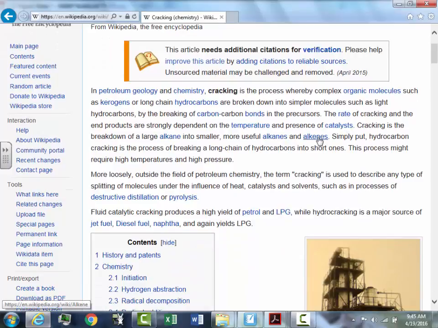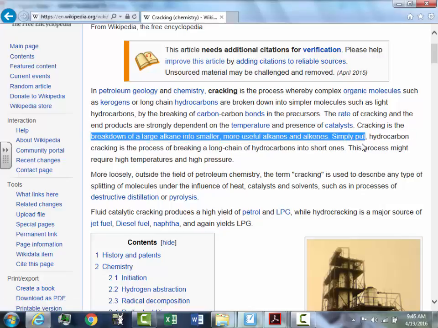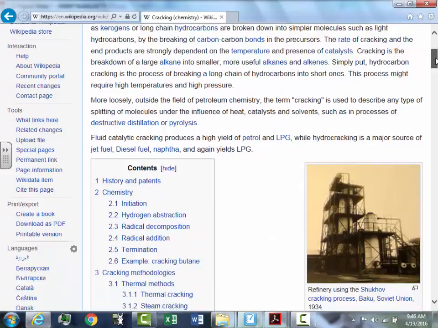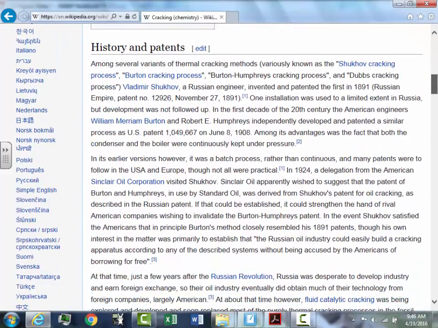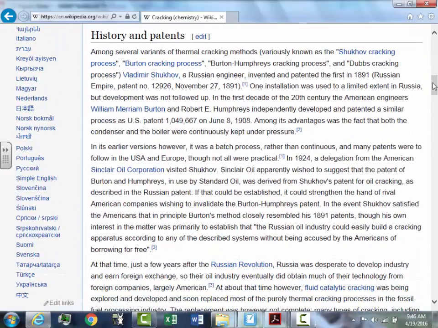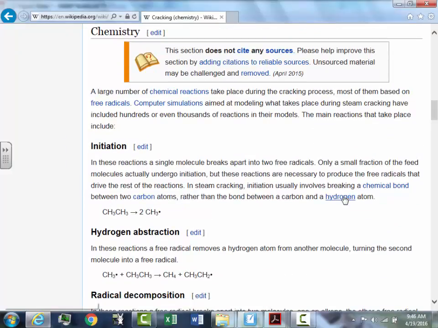As I gloss through, cracking is the breakdown of a larger alkane into smaller, more useful alkanes and alkenes. I think I just saw that in the picture, right? You had single bonded stuff breaking up into single bonded stuff, but also a double bond. There's a bit of a picture to go with it. As I glossed through this, reading it yesterday: okay, history and patents, probably not relevant. The chemistry behind it, okay, kind of cool. You can look at this.